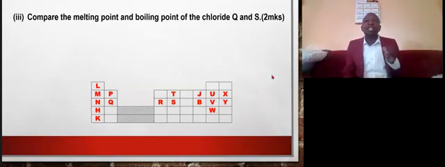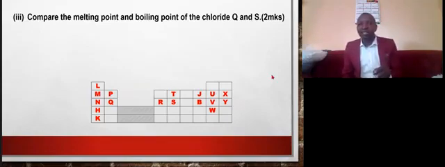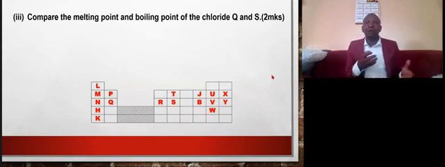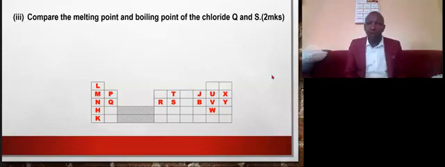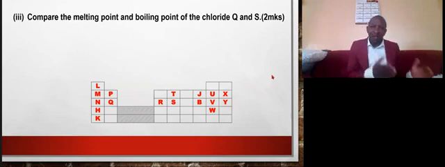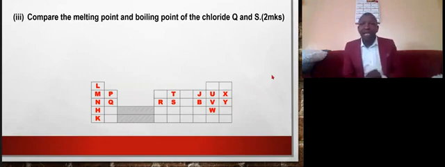And then you say, this is because the chloride of Q has a giant ionic structure with very strong ionic bonds, while the chloride of S has a simple molecular structure whereby the molecules are held together by weak van der Waals forces. Don't talk about giant ionic bonds. We don't have that. In a giant ionic structure, the bond is an ionic bond. The other structure is a simple molecular structure with weak van der Waals forces.